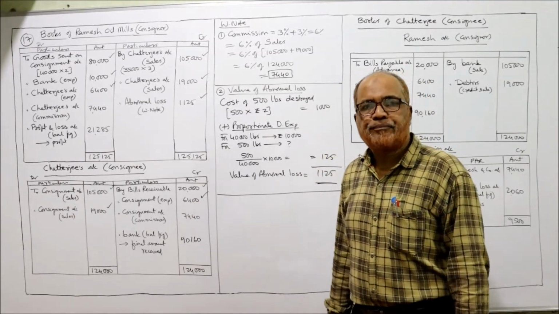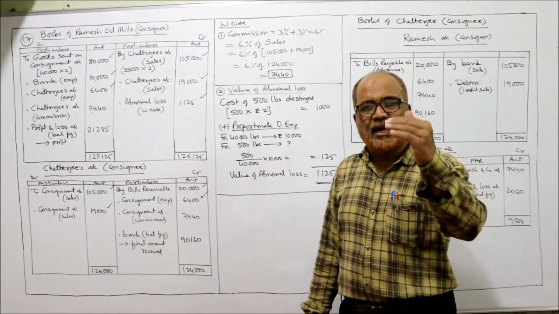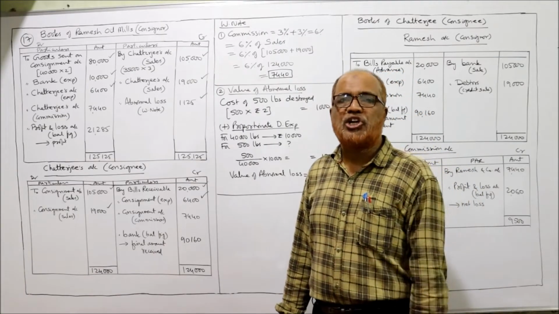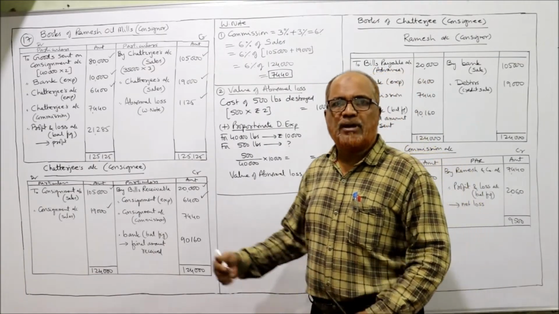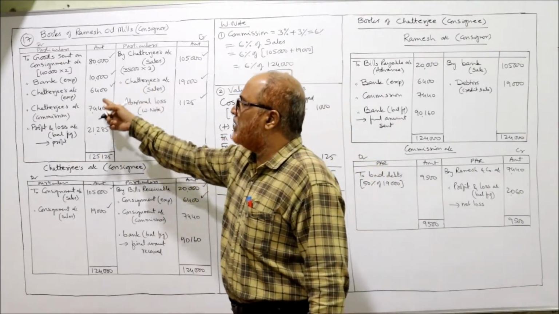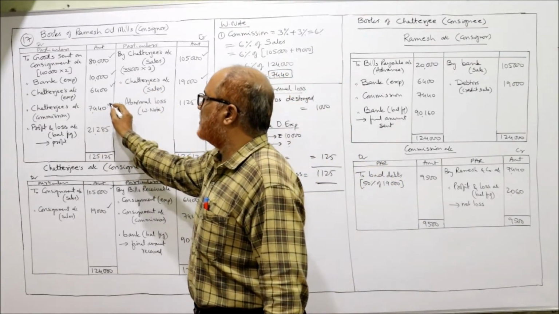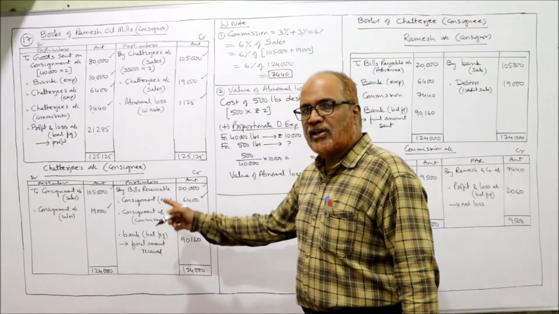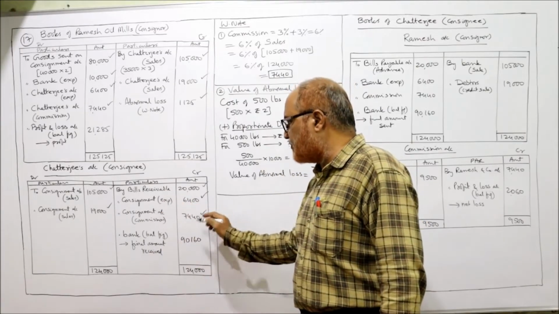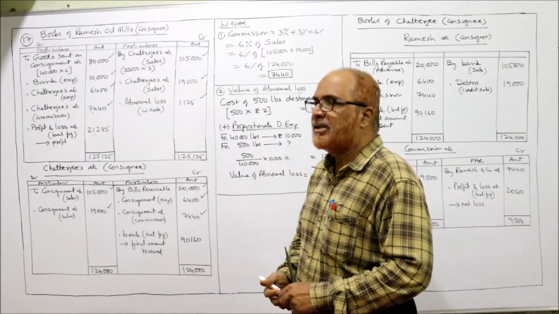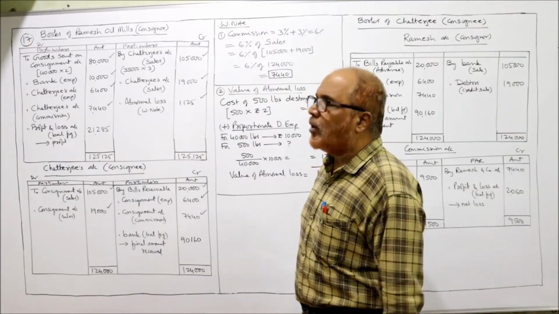7,440 is the commission. The entry will be consignment account debit to Chatterjee account. So the consignment account debit side to Chatterjee account 7,440, and Chatterjee account credit side by consignment 7,440. That's all. We have completed all the entries.